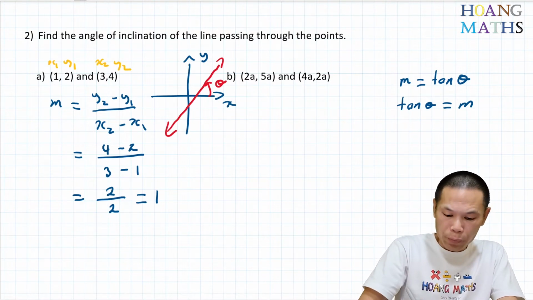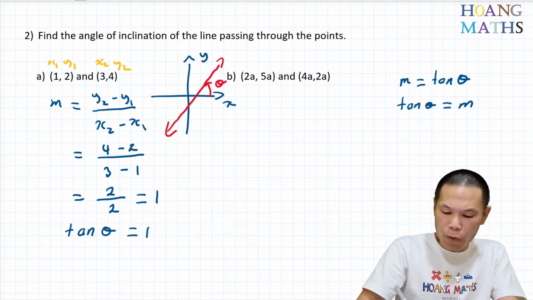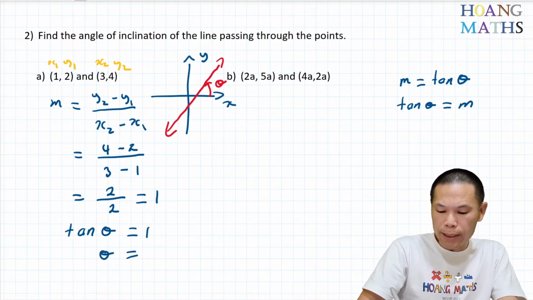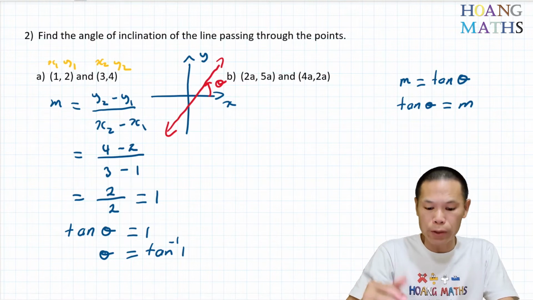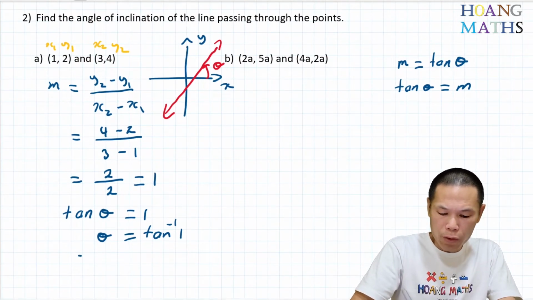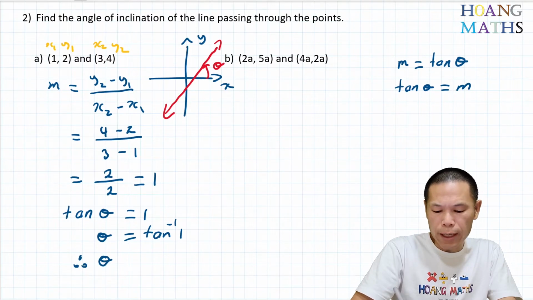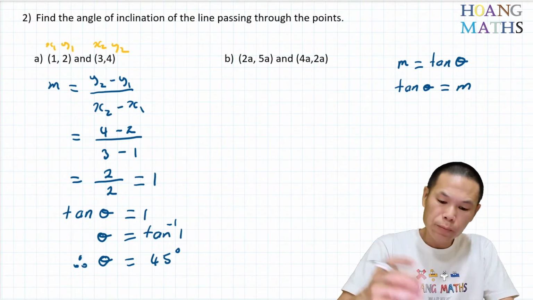So now, tan of theta is equal to m, and m is equal to 1. So therefore, theta must be tan inverse of 1. If you put that on a calculator, you should get 45 degrees. So let me just write this down. Therefore, the angle of inclination is 45 degrees. So there you go. Part B.